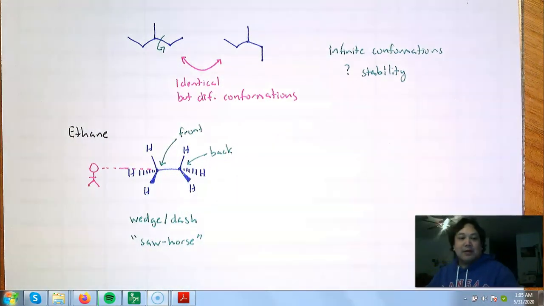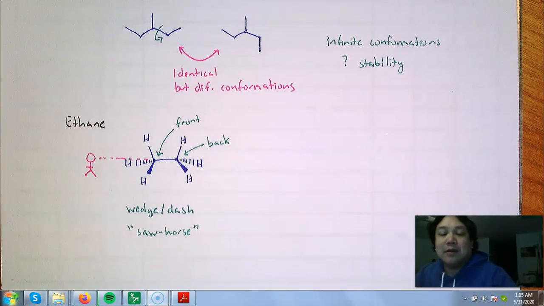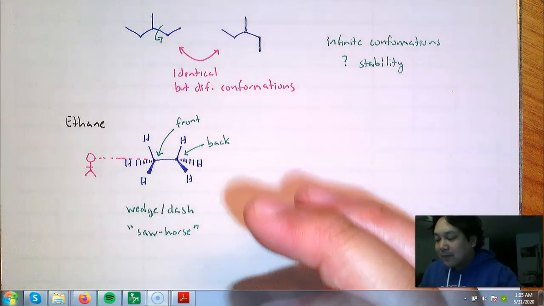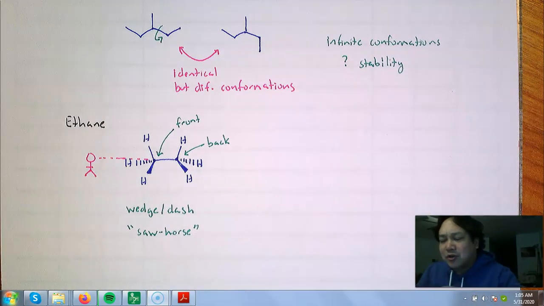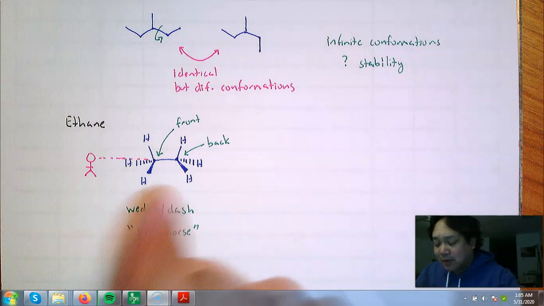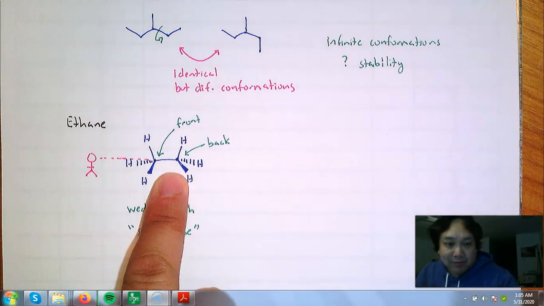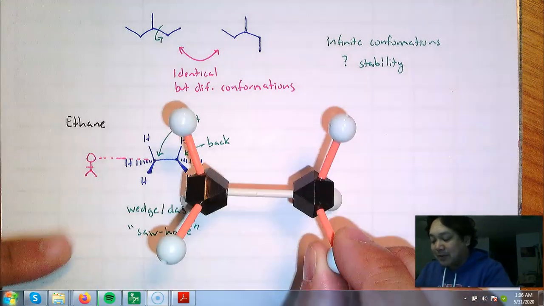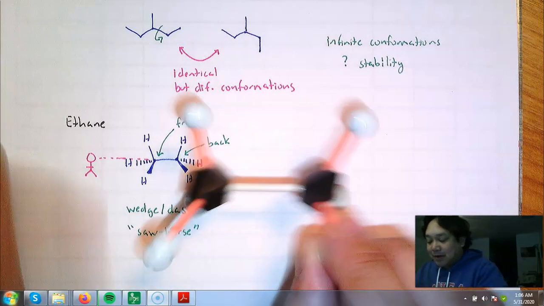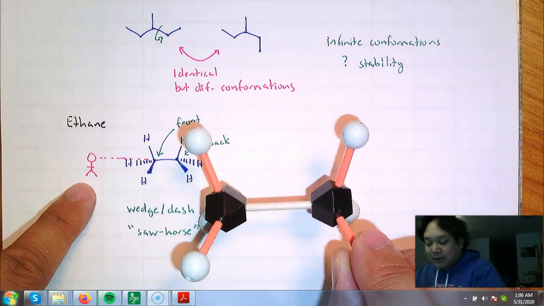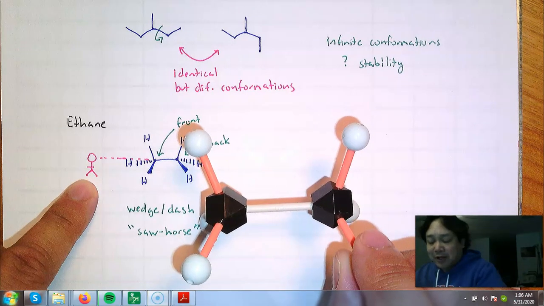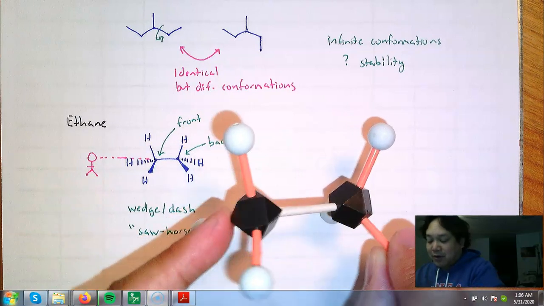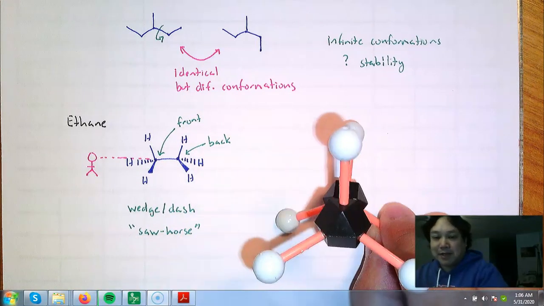On an exam, the professor would need to tell you which carbon they want to be the front carbon, which carbon they want to be the back carbon. But for ethane, it doesn't matter because it's symmetrical, right? It doesn't matter if my eyeball was on the left or on the right. But I'm going to go ahead and orient it so we're looking at it from the pink person's point of view. The front carbon is the one I'm pointing at, and we're going to tip it like this.